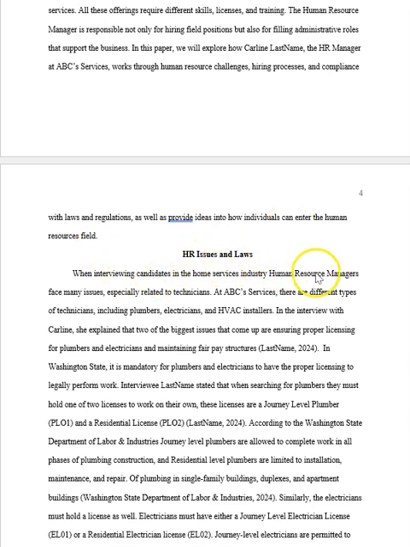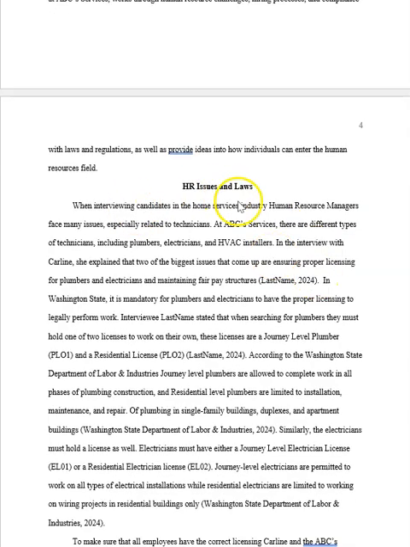HR issues and laws. This is one of the requirements from the syllabus. The student did a nice job of using a level 1 heading. Level 1 headings have all major words capitalized, and of course is not a major word, and it is bold and centered. That's an APA level 1 heading.